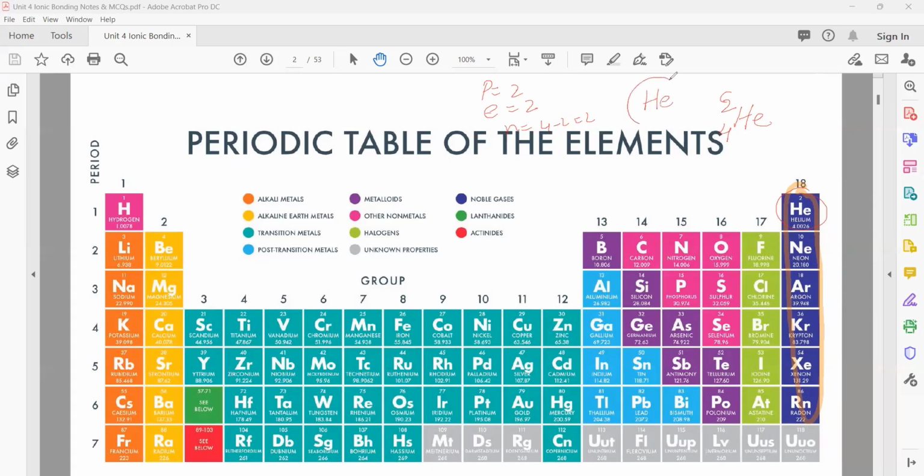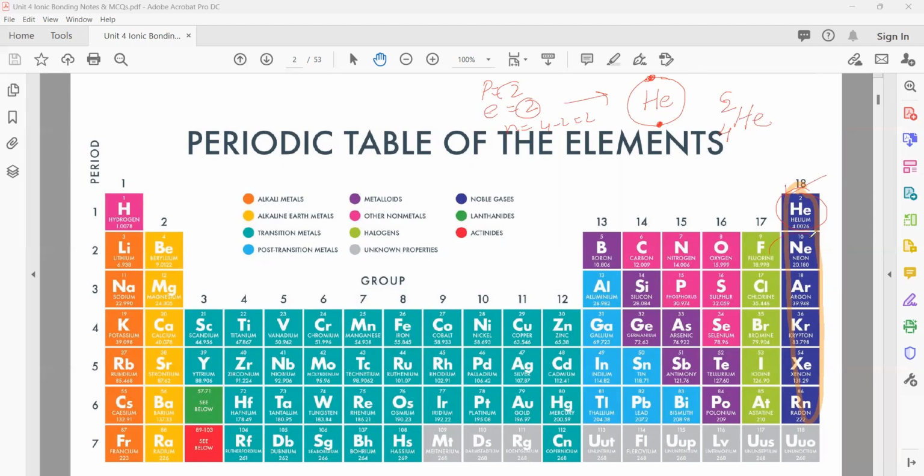Helium and the first shell. In the first shell, how many can come maximum? 2. And how many do they have? 2. So it means that the first shell is complete. If their shell is complete, they are known as noble gases.